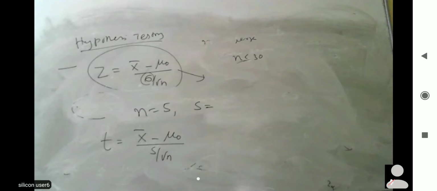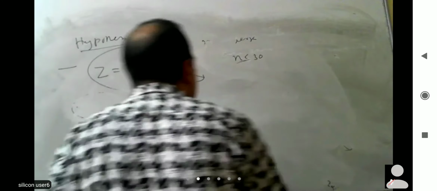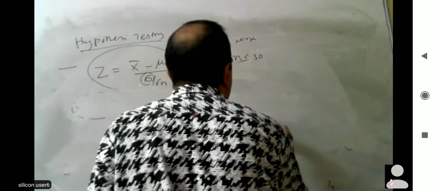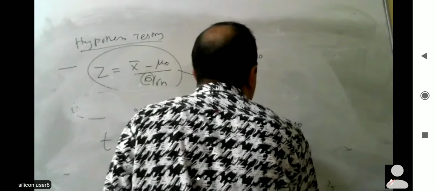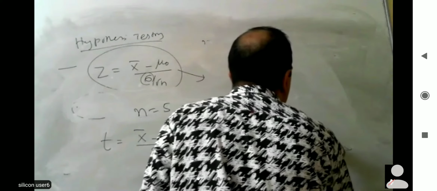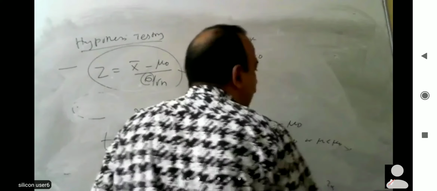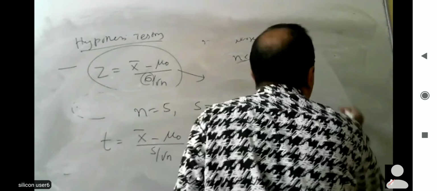If it is a single tail, suppose mu equals mu 0, either mu greater than mu 0 or mu less than mu 0, then you take what? T alpha. How many degrees of freedom? N minus 1. N minus 1 degrees of freedom.